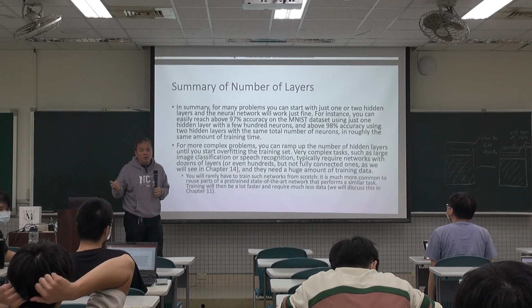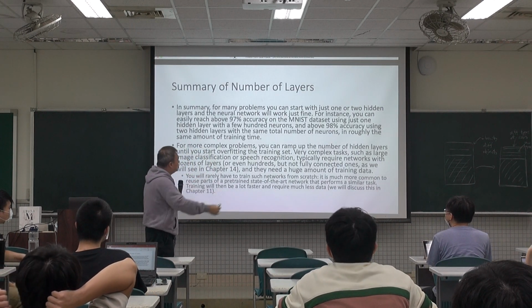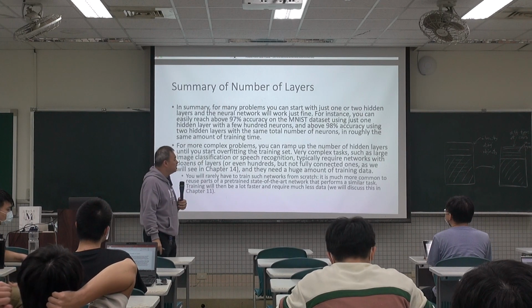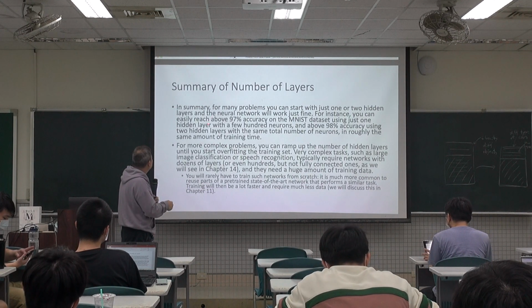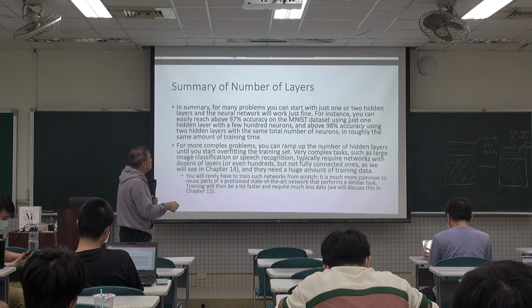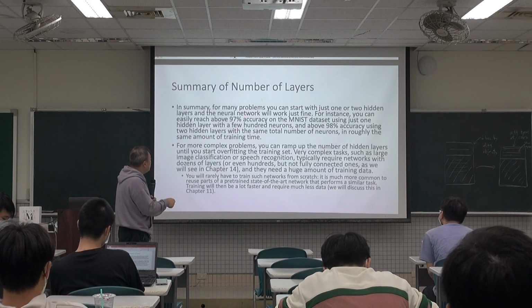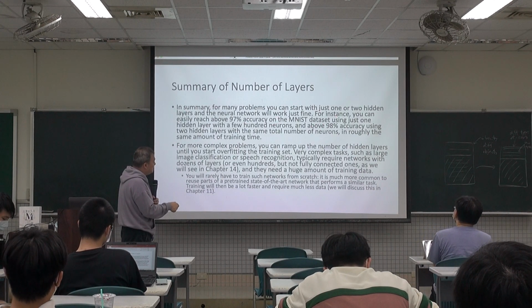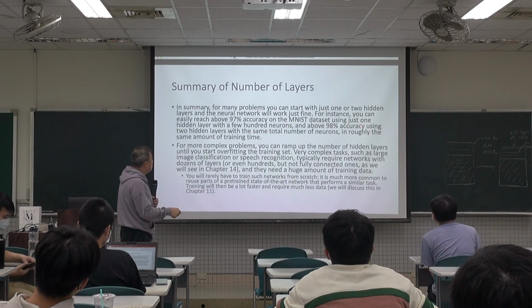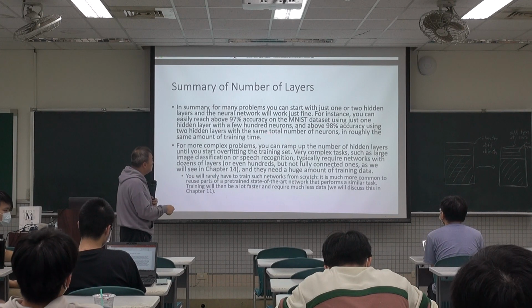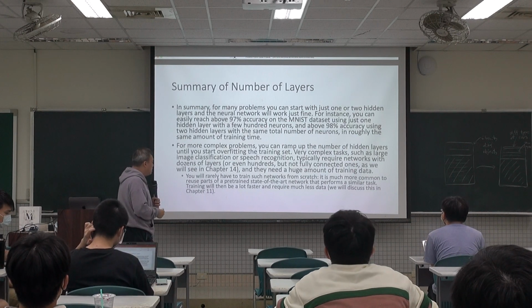So that's the idea of transfer learning, which has been used widely nowadays. We are going to use an example to talk about transfer learning, not right now, but in the next chapter when we talk about CNN. As a summary of the number of layers, for many problems you can start with just 1 or 2 hidden layers. For example, you can reach 97% accuracy on the MNIST data set using just 1 hidden layer, and 98% accuracy using 2 hidden layers with the same total number of neurons, so with about the same amount of training time.